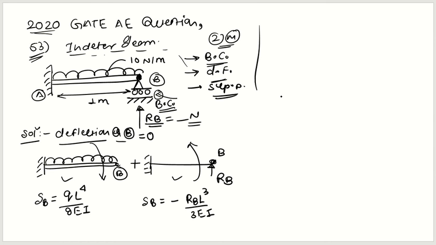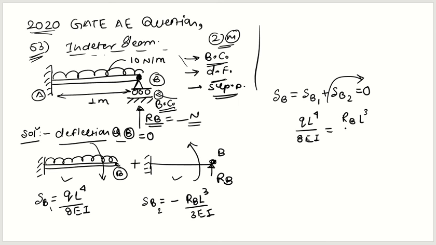Okay, so the deflection at point B is nothing but the deflection at point B of, let's say this is 1 and this is 2, deflection at B1 plus deflection at B2 equals 0, right? So now I will just substitute the formula in this. I'm shifting this one to the right hand side and the negative sign will go there. R_B L to the power 3 divided by 3EI.